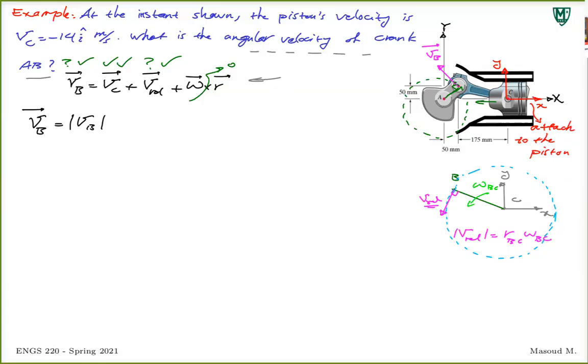I'm going to redraw it here to take a closer look at it. This is point A, this is point B, and this is VB. I'm just saying VB is part of BC, but at the same time it's part of AB. So I want to write it this way. It's constrained by its motion around in a circular motion around point A. This we know, this is RAB, we can find.